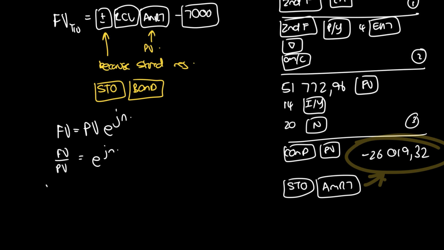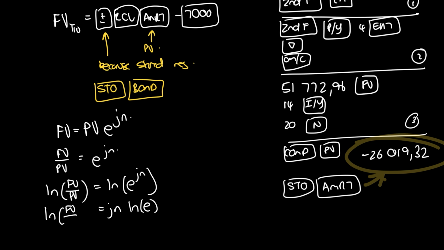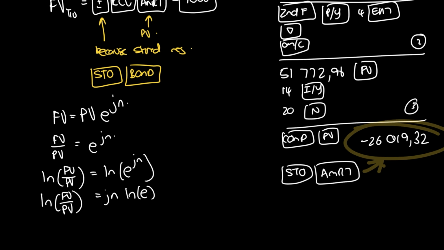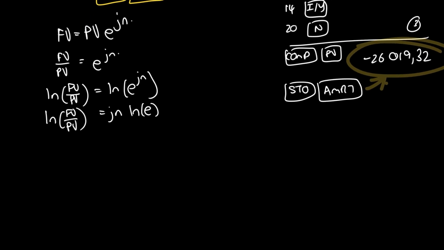We're going to ln both sides. And that's going to give us ln e^jn. We're going to use our log rules, and that's going to be jn ln e, equal to ln FV over PV. Ln e is just equal to 1, so that can pretty much just go away. So now we have j is equal to ln the future value over the present value, divided by n.